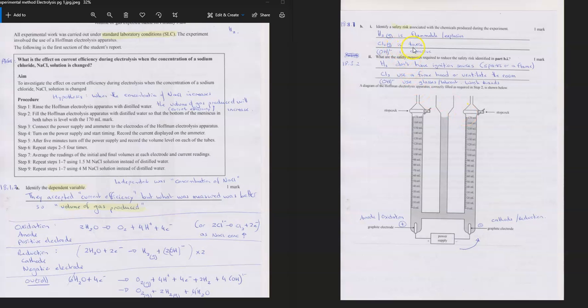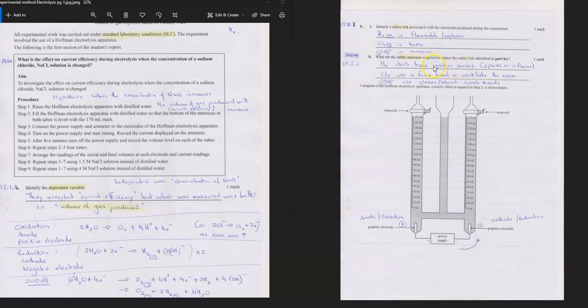Chlorine's toxic, so you don't want to breathe it in. It's a gas. And hydroxide ions. So on this side is where you're making hydrogen and your hydroxide, and on this one you're making the oxygen, and then eventually potentially chlorine. So they're the risks. So what are the safety measures?